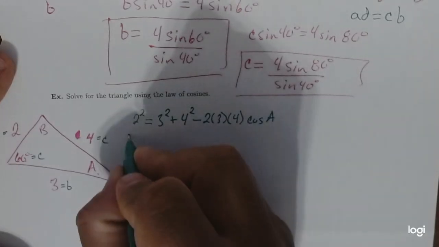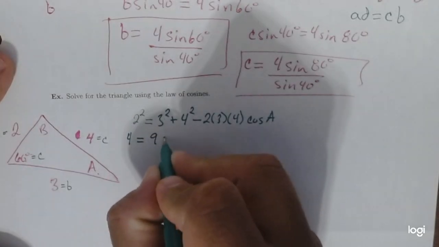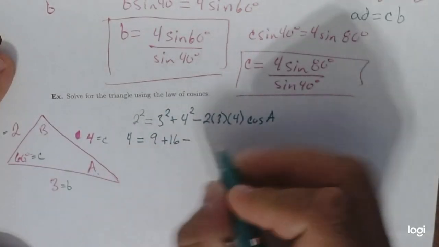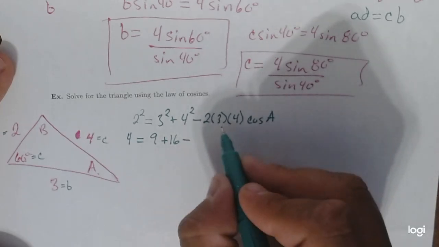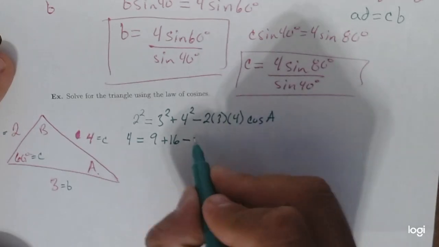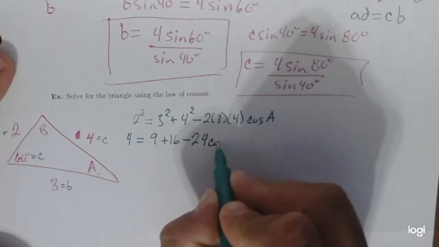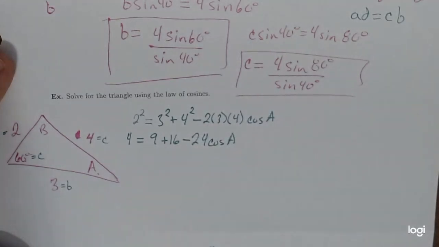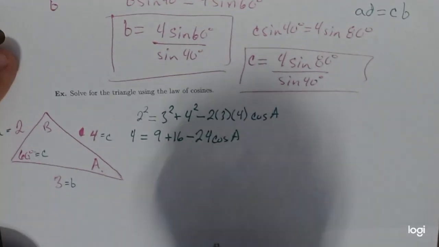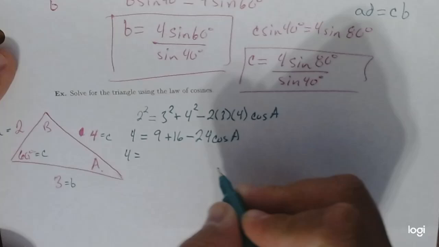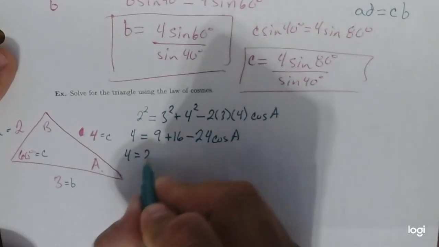So this gives us 4. This is 9 plus 16 minus 2 times 3 is 6 times 4 is 24 cosine A, right? All right, so collect like terms. 9 plus 16 is 25.